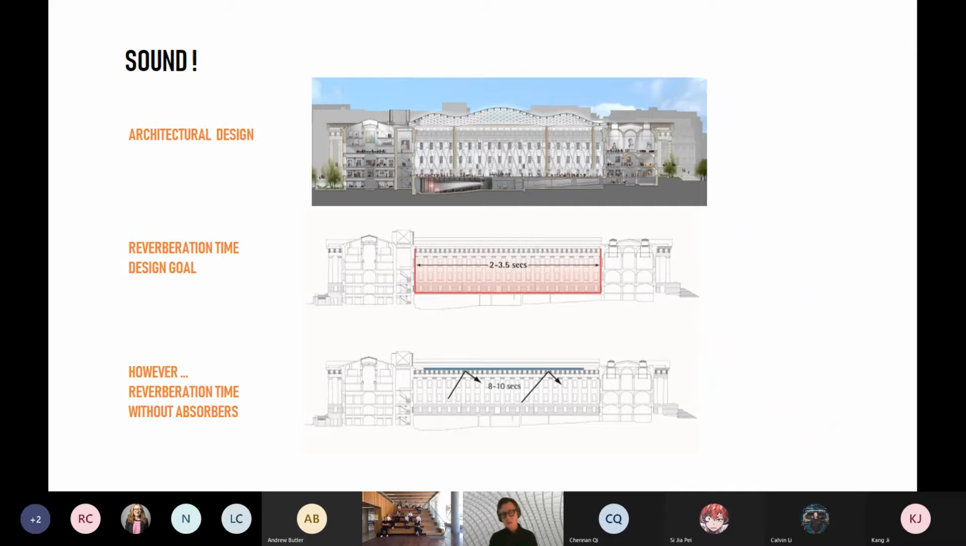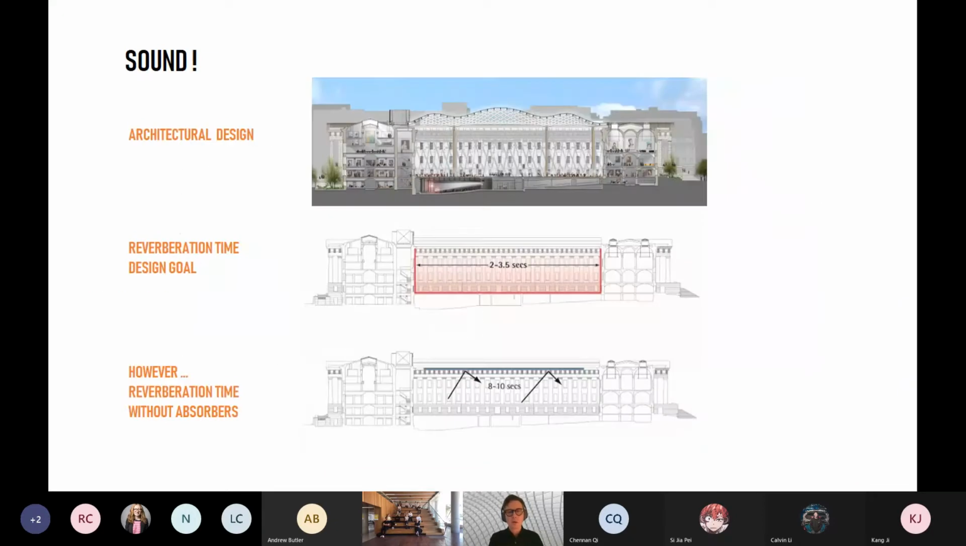Given that this space is what it is, without any sort of acoustic treatment, the reverb time would be about 8 to 10 seconds, which is very long and about the time of a cathedral. So we needed to find a way to bring that reverb time down.